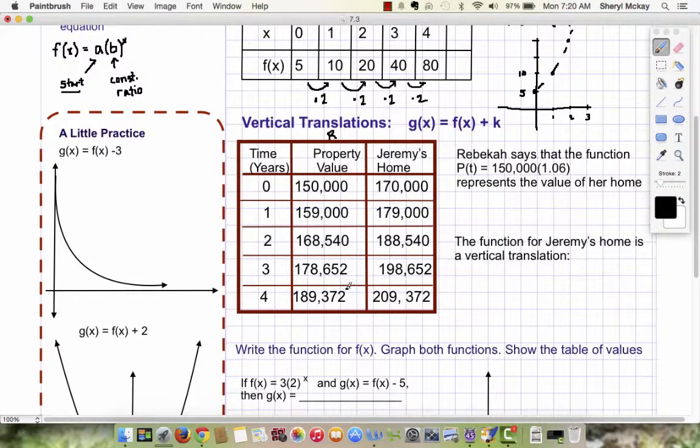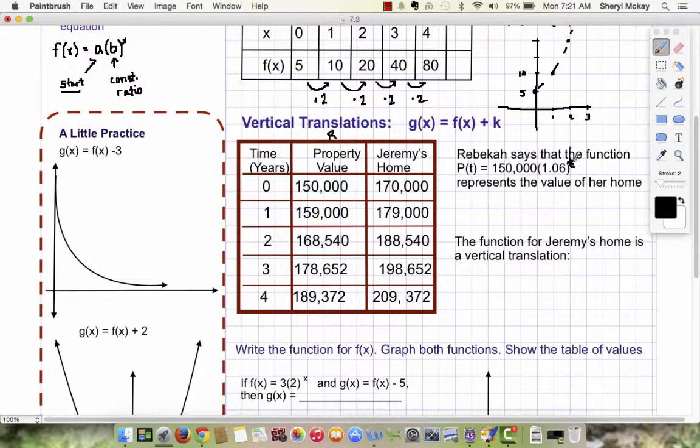Now, don't worry. I'm not going to ask you to tell me what the constant ratio is. I'm going to tell you that the constant ratio is 6%. That means that every year, Rebecca's value of her home goes up by 6%. And I'm even going to tell you that the property value in relationship to time is $150,000, which was her starting value, times 1.06 to the t power.